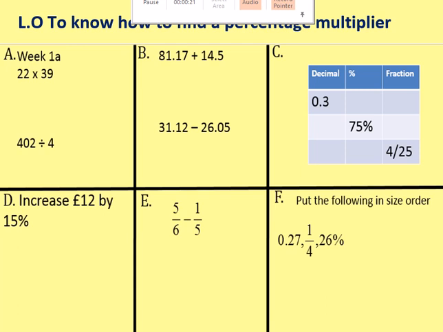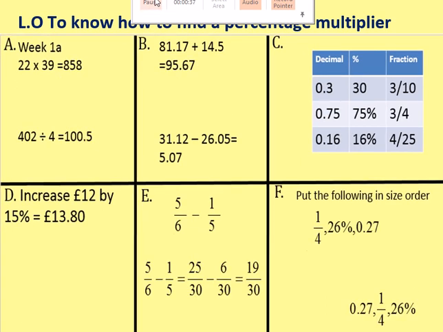So on the board is your knowledge retrieval. Please pause the video here for about 10 minutes and work through those 6 questions. Pause the video now, please. Okay, and here are your 6 answers to the starter. So mark those in green pen and then please be ready to move on to the first example pair of the lesson.